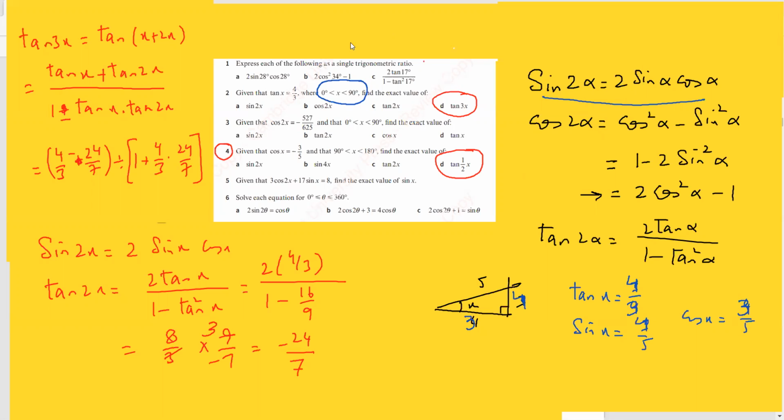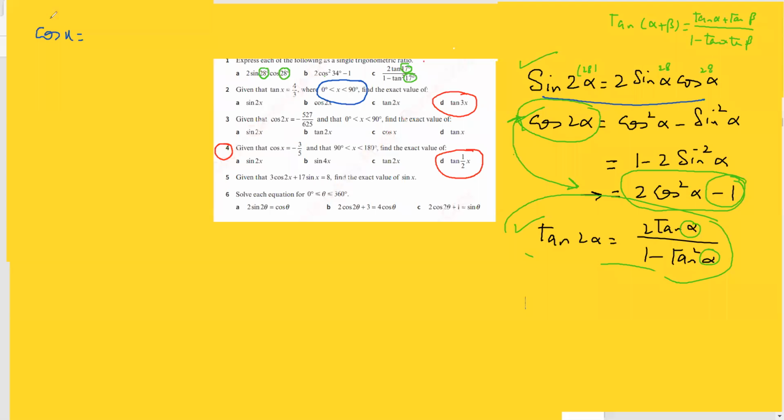Try this question number 4, part D. You can try 4B. Please try. You will have to try these questions yourself. Only then we can move on to the harder questions. This is question number 4, okay?